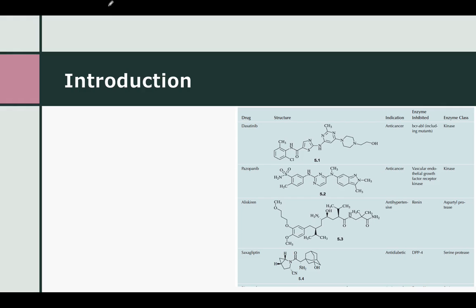So first of all, here I'm showing you some structures of enzyme inhibitors, the names of the enzymes that are inhibited, and the class of enzymes that are inhibited. Dasatinib is an anti-cancer. Pazopanib is an anti-cancer as well. Aliskiren is an antihypertensive, and saxagliptin is anti-diabetic, a dipeptidyl peptidase 4 inhibitor.